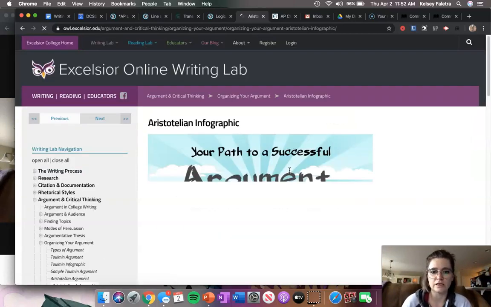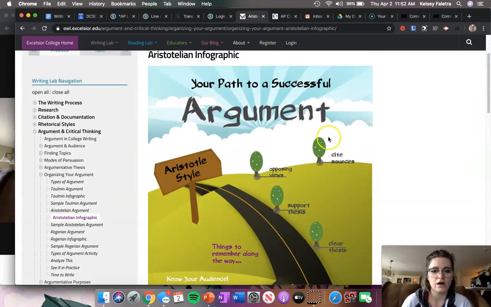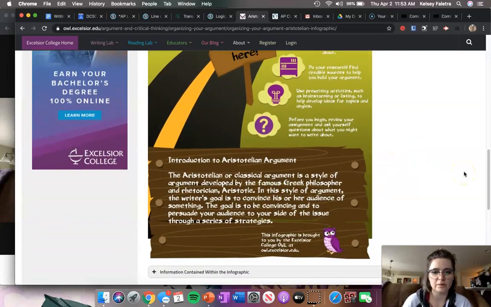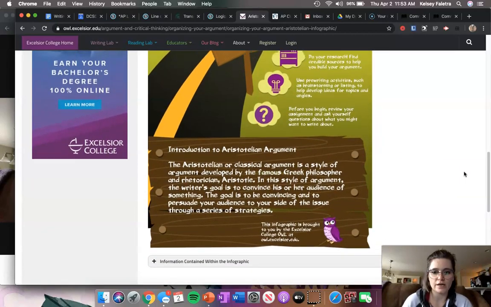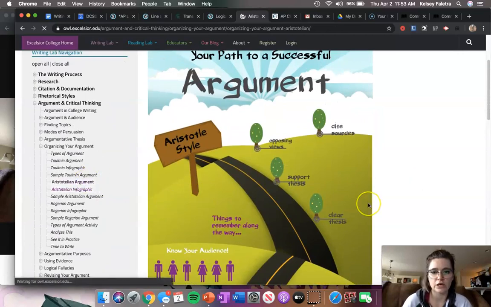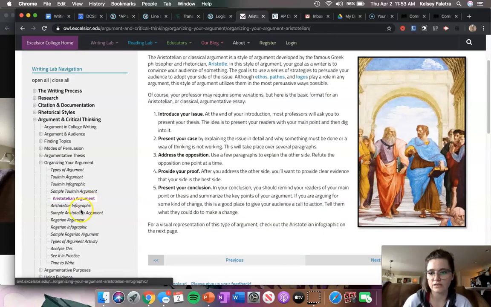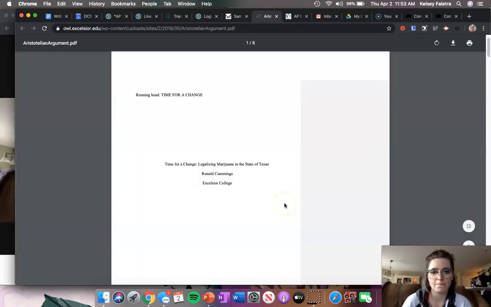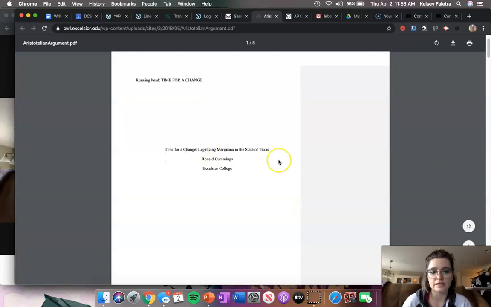And then the Aristotelian infographic. For those of you who are visual, this might be helpful for you. To be quite honest with you, I prefer the nitty-gritty right here, okay? But that's available to you if you want it. And then again, another sample Aristotelian argument. So this is about legalizing marijuana.